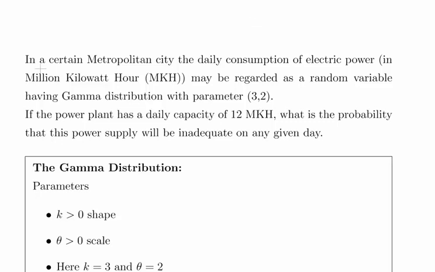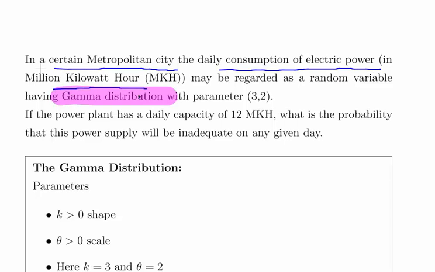Okay, this presentation will relate to the gamma distribution. In this question, we're told that there's a certain metropolitan city where the daily consumption of electric power, in terms of million kilowatt hours (MKH), may be regarded as a random variable having a gamma distribution with parameters 3 and 2.